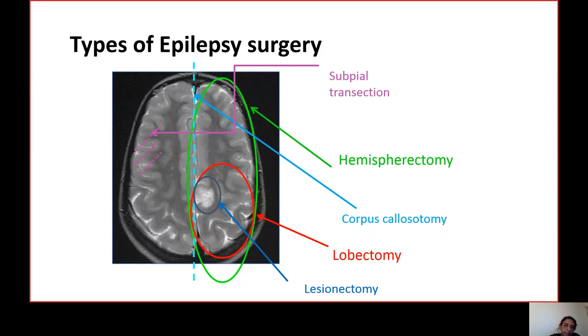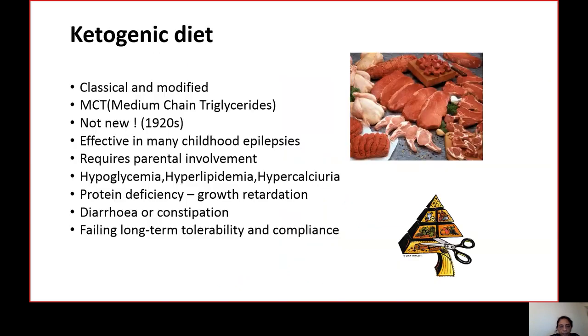And then there's another thing in purple, which is the subpial transection, which is done in special conditions. One such condition is Landau-Kleffner syndrome, again an intractable epilepsy, one of the epilepsy syndromes, where you basically scrape off the areas that the discharges are coming from, which is called the subpia. So it's underneath the pia, which is called the subpial transection. This is being used in patients who have intractability in Landau-Kleffner. I will come to that disorder in a while with the symptoms and the signs that we look for.